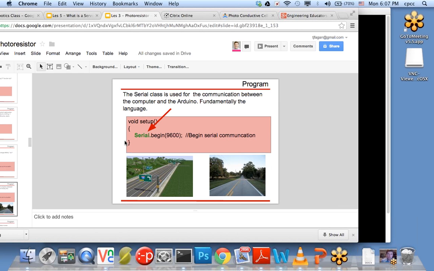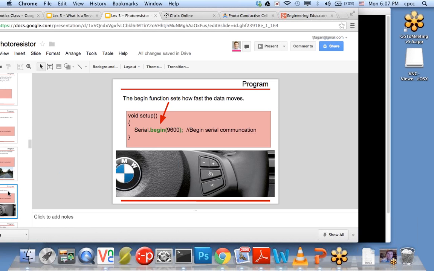So let me back up and let's discuss what we were talking about previously. I don't know where I lost you, so if I back up too far, that's all right. Right under your void setup, in those two brackets, we want to write Serial.begin(9600); ending with a semicolon. So Serial is like your communication. It's saying, hey, I'm going to communicate this in English.